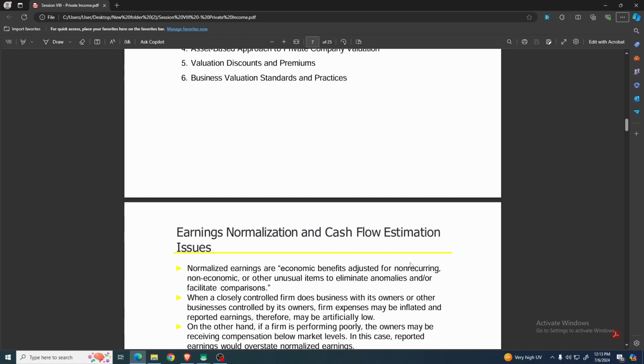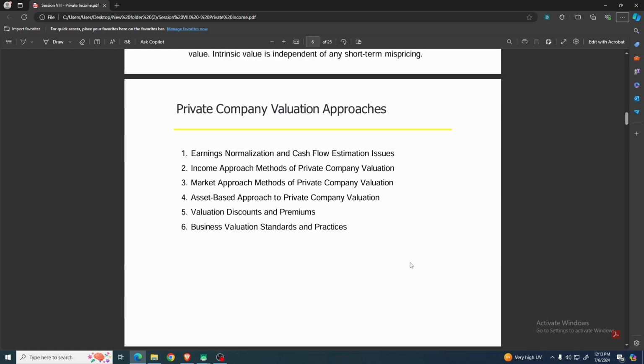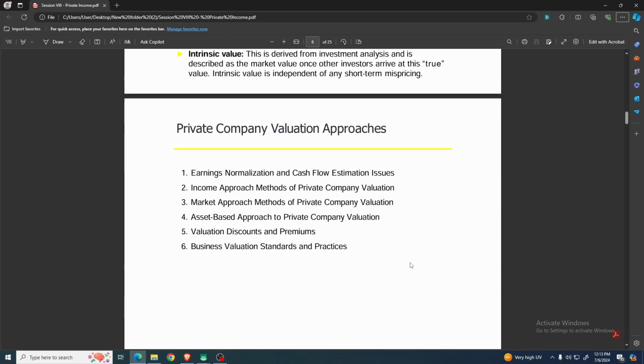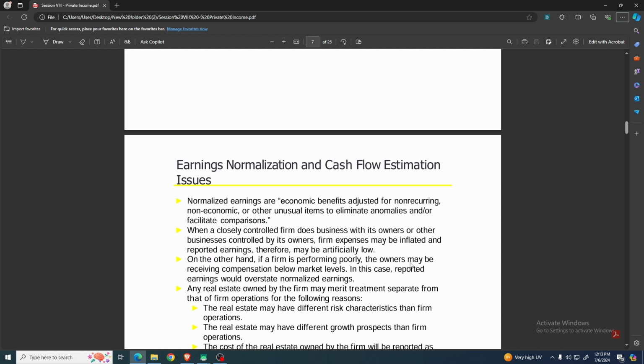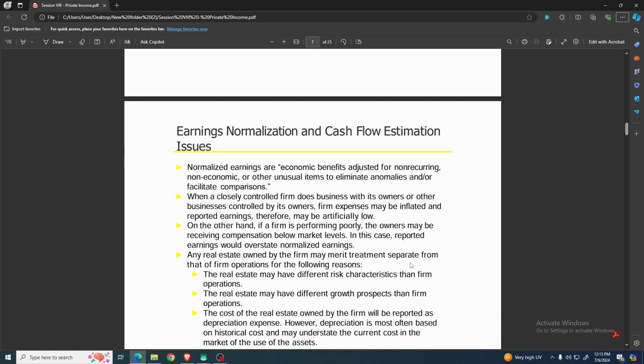All right. So now I think you have a clear idea about the different valuation approaches that could be adopted under the private company valuation procedures. And now we come to the earnings normalization and cash flow estimation issues. We are going to first focus on the actual definition and the purpose of having normalized earnings in the first place. Earlier we pointed out what earnings normalization is.